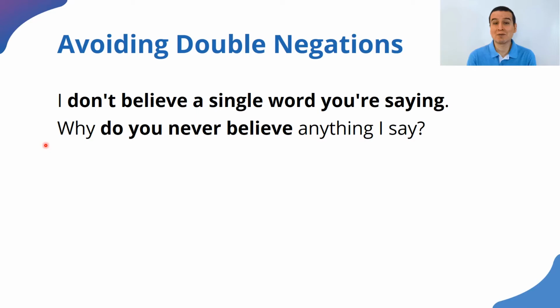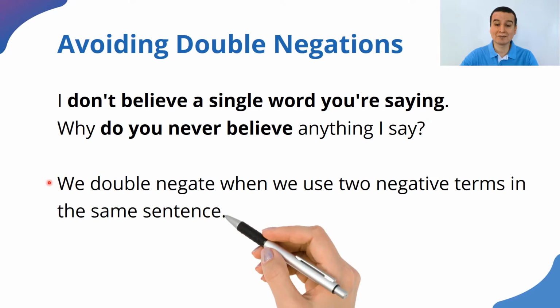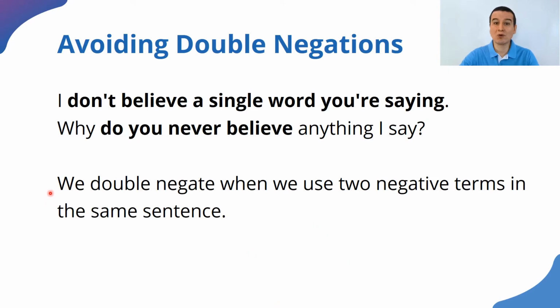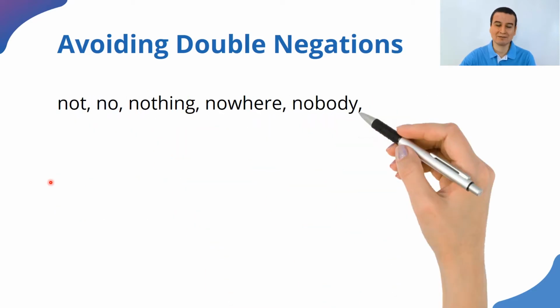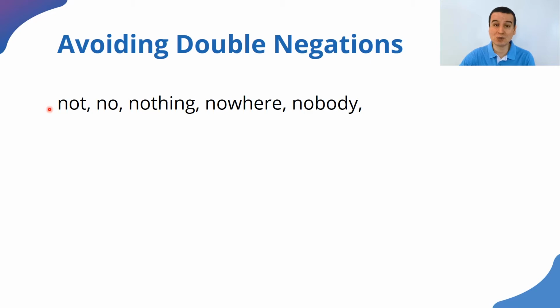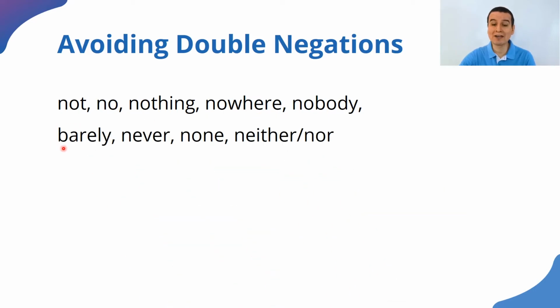But it is possible that some people may get confused and they may include some double negations. Let me show you this. We double negate when we use two negative terms in the same sentence. What are those negative terms? We have the word not, which you already know, which is the one that we attach to auxiliaries to negate. We have the word no, all right. And using combinations of those words with some other words, we have nothing, nowhere, nobody, or some negative adverbs like barely, never, seldom, scarcely, etc. Or words like none, neither, nor, they are all negative terms.